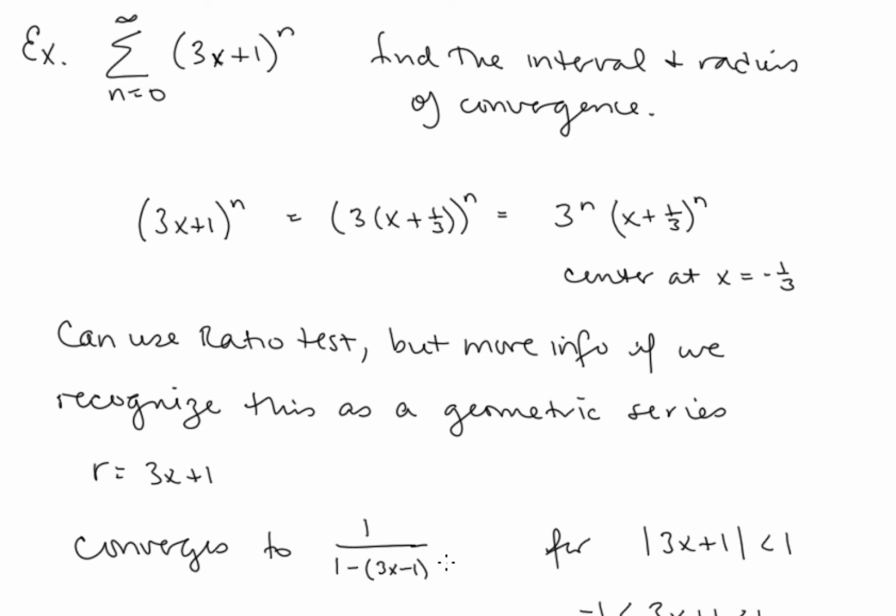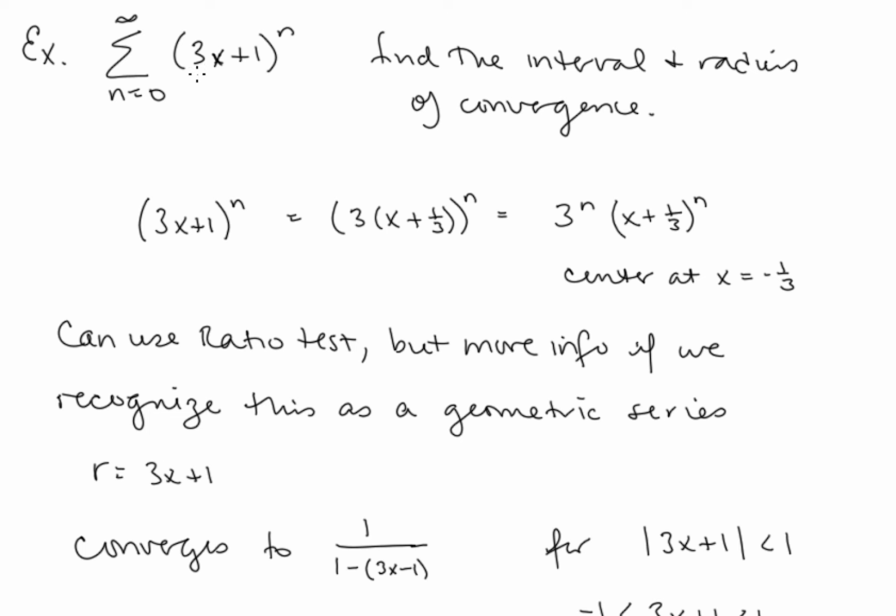Here we're asked for the interval and radius of convergence. Let's take a look at exactly how this series fits the form for power series. Because remember, we had in parentheses just x minus c. We didn't have 3x minus c. So let's take a look at what we can do with that.